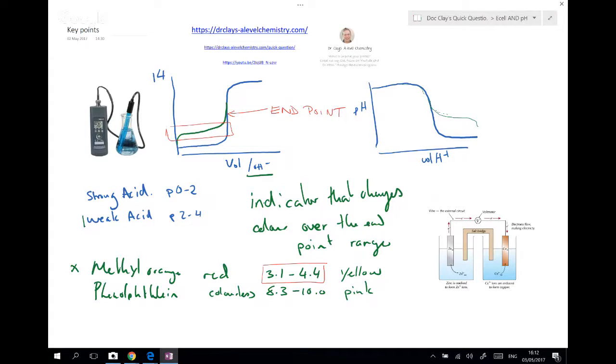Again, methyl orange is only going to be any use for the addition of the strong acid with this strong base, while phenolphthalein could be used for either addition.